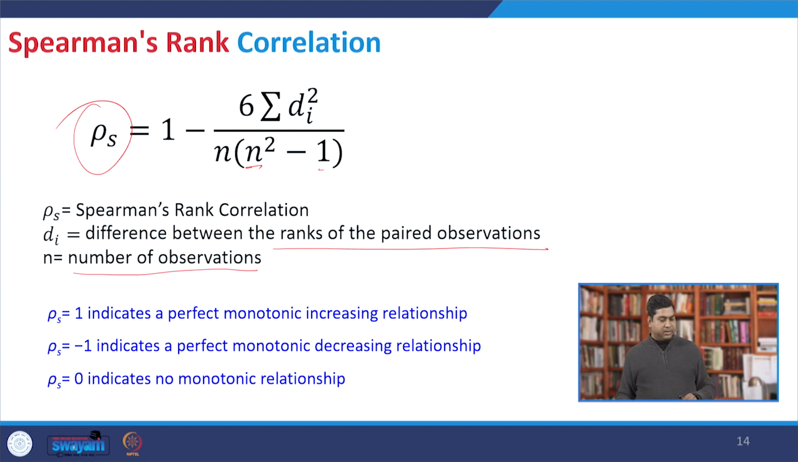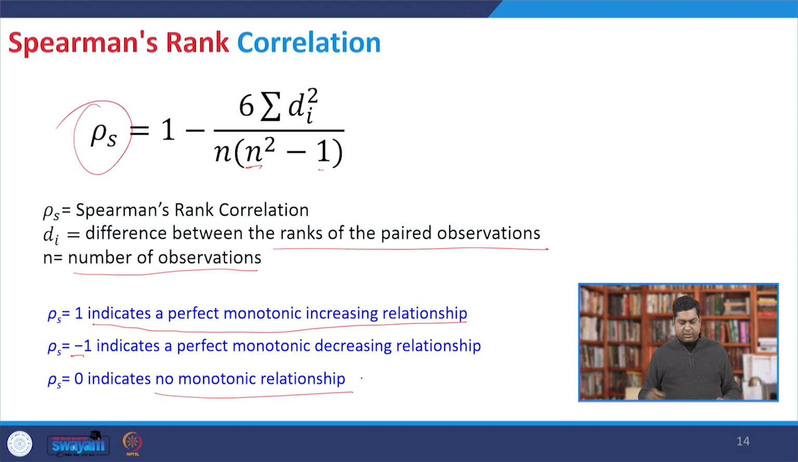Now the ultimate value can vary from +1 to -1. Whenever it is +1, that indicates a perfect monotonic increasing relationship. That means it is highly related: if the first group increases, the second one will also increase. If it is -1, it is the reverse relationship. If one increases, the other decreases. And whenever you find a correlation of 0, there is no such relationship, right.